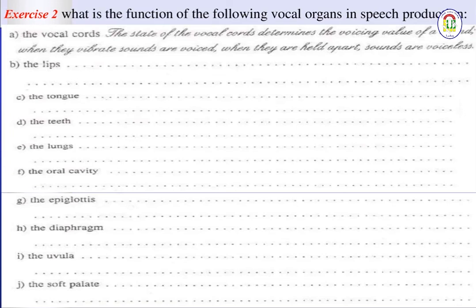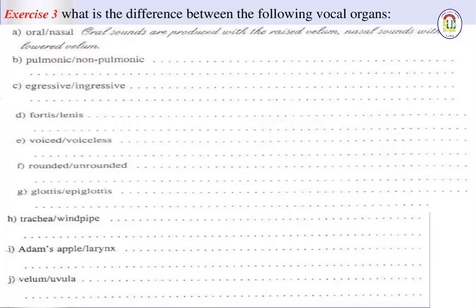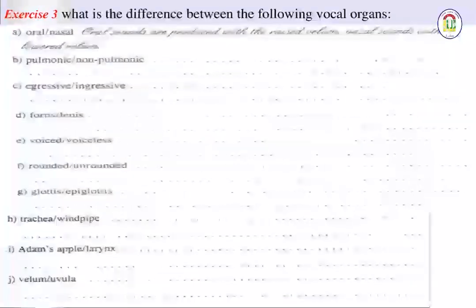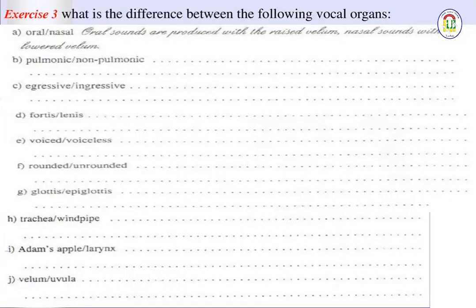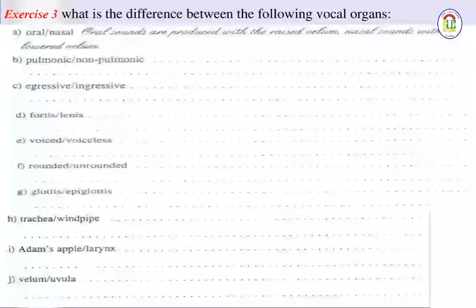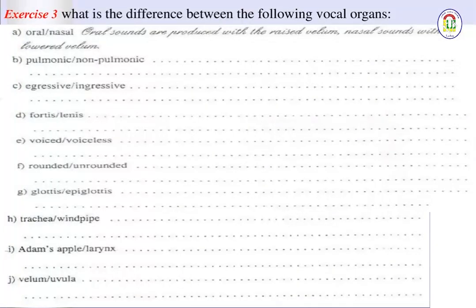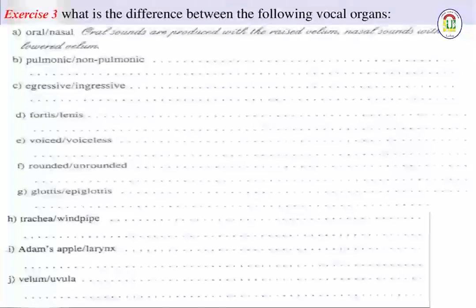Exercise number 2. What is the function of the following vocal organs in speech? The vocal cords, the lips, the tongue, the teeth, the lungs, the oral cavity, the epiglottis, the diaphragm, the uvula, and the soft palate. Exercise number 3. What's the difference between the following organs? Oral, nasal, pulmonic, non-pulmonic sounds, egressive, ingressive, fortis, larynx, voiced, voiceless, rounded, unrounded, glottis, epiglottis, trachea, windpipe, Adam's apple, larynx, velum, uvula.